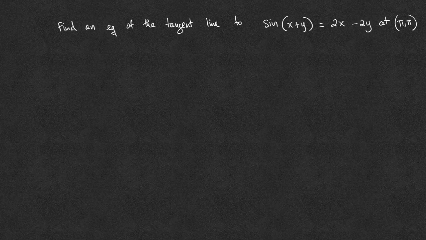Find the equation of the tangent line to the curve sin(x + y) = 2x - 2y at the point (π, π). First, we need to find the derivative because we want to get the slope of the tangent line. Since this equation is defined implicitly, we will use implicit differentiation.